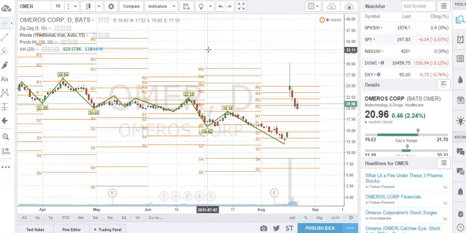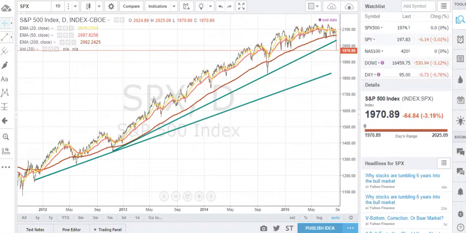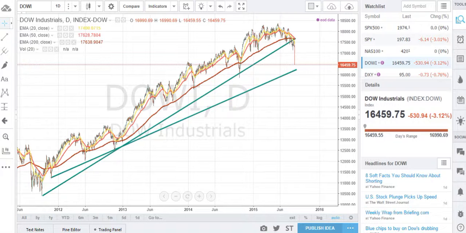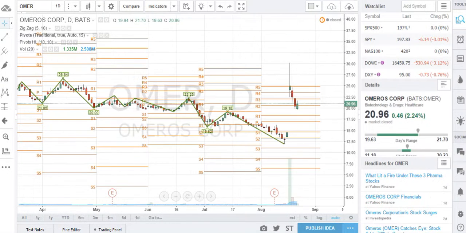So stay tuned. Again, just keeping the frame of reference of where we are in the general market. And really, this hasn't happened for a very long time. So that's going to be our strategy, similar to LXRX or OMER. That's going to be our short strategy.